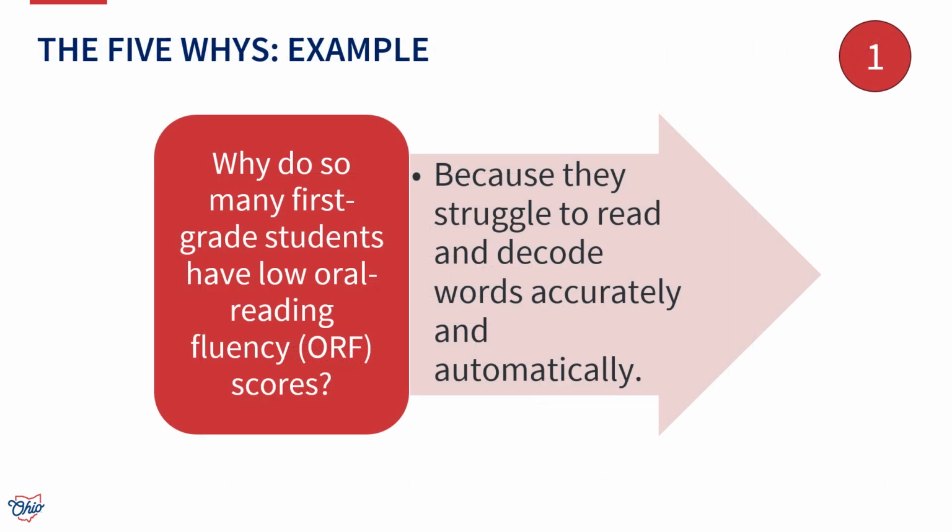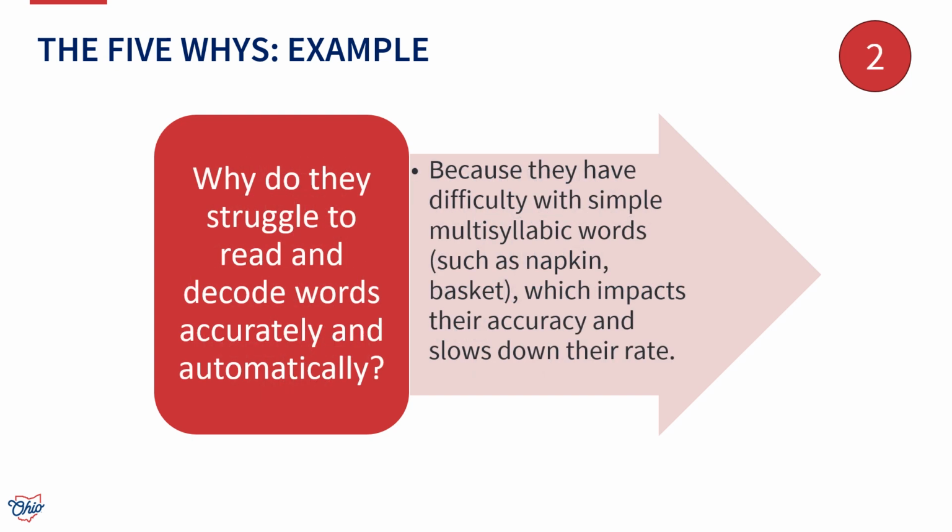Why do so many first grade students have low oral reading fluency or ORF scores? Because they struggle to read and decode words automatically and accurately. Why do students struggle to read and decode words accurately and automatically? Because they have difficulty with simple multisyllabic words, such as napkin or basket, which impacts their accuracy and slows down their rate.